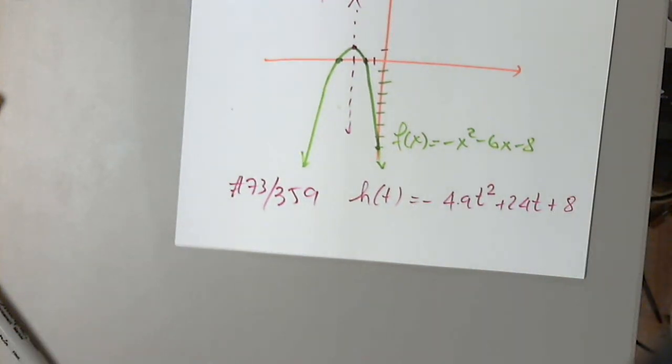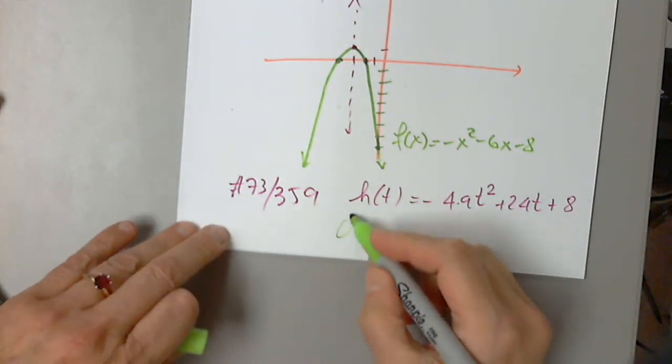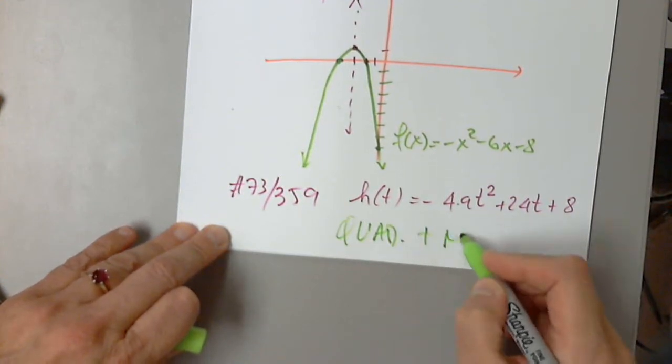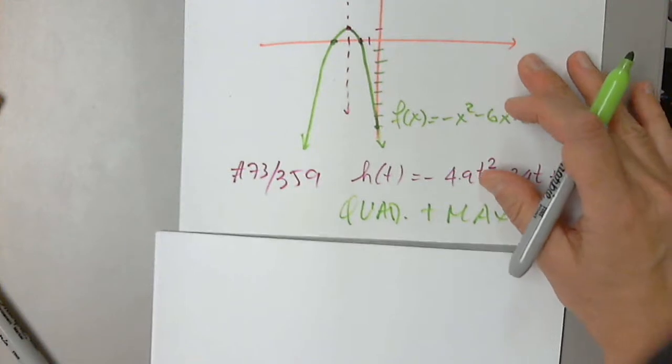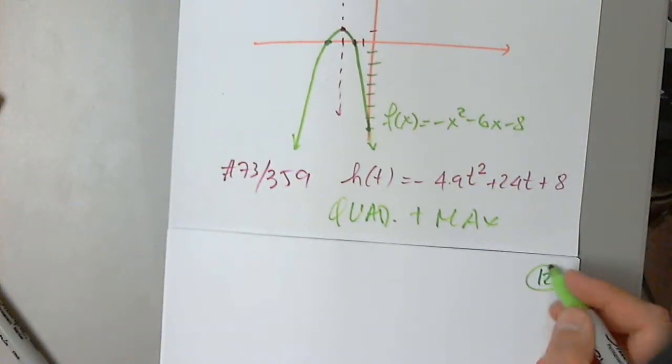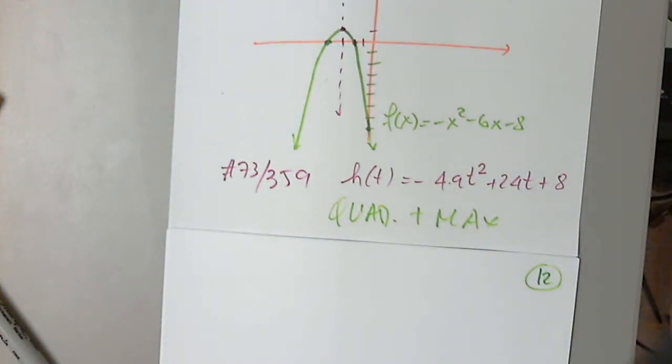So first of all, what type of function is it? Very good. It's a quadratic function. Does it have a max or a min? Awesome. So it has a max, quadratic plus max. Excellent. We're asked to find how long it takes till it reaches the maximum. What time, how many seconds it needs to reach the maximum. What do I do?